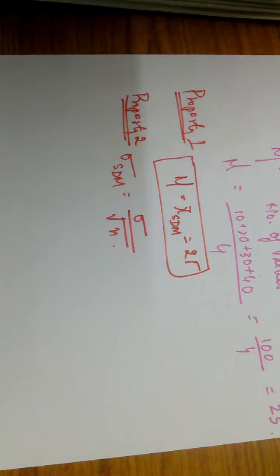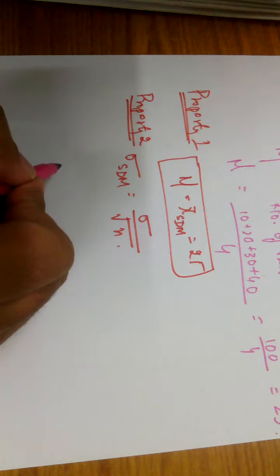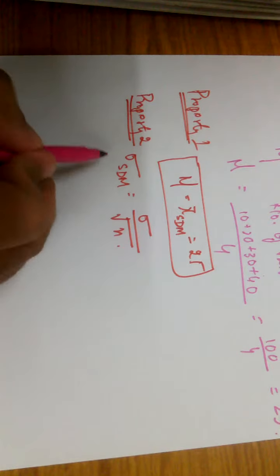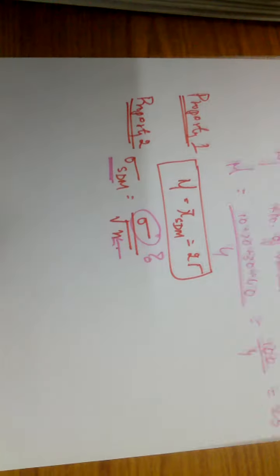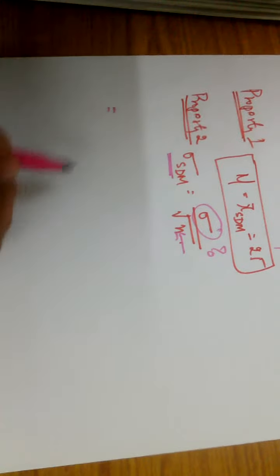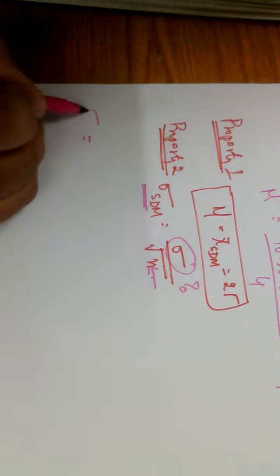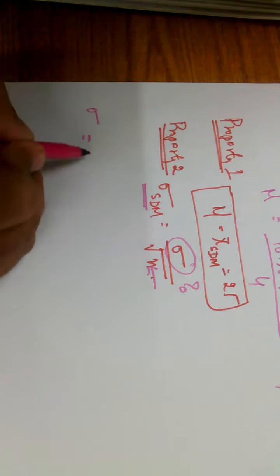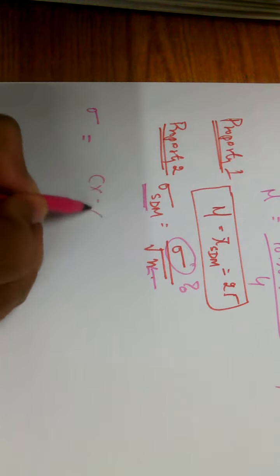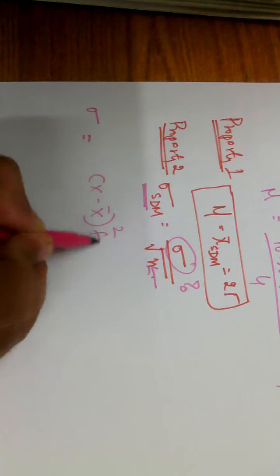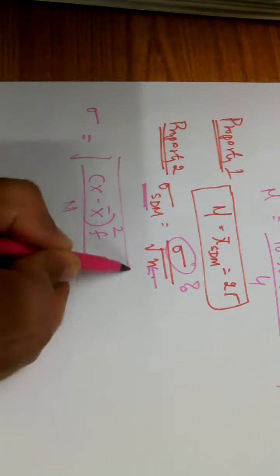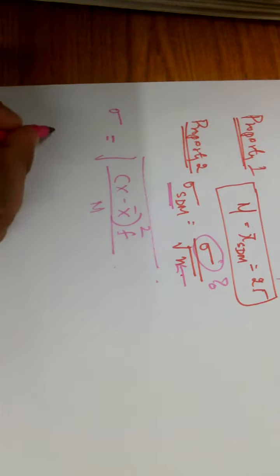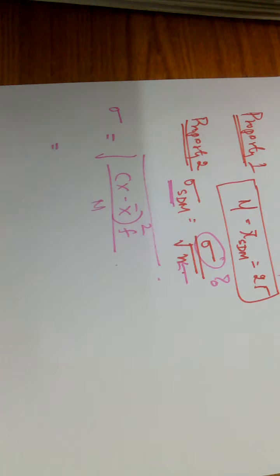We have to determine the standard deviation of the population. The standard deviation of the sampling distribution of mean we already know. Now we have to determine this thing. So let us determine it. The standard deviation formula, as we know, is the square root of the sum of f times (x minus x bar) whole square, divided by n. So now let us put the values in this.